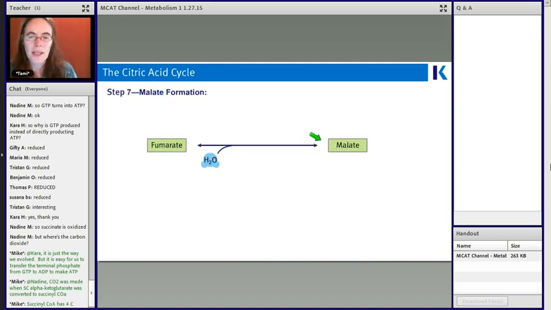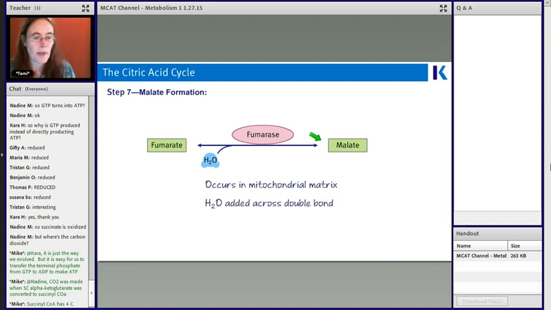And when I look at this, I've got water coming in. If water's coming in, there's actually a double bond in fumarate, and water is going to be added across this double bond. This is done by a simple little enzyme called the fumarase enzyme. Nothing else in here, this will always happen. Nothing really inhibits this one. And then our final step here, this occurs in our mitochondrial matrix.